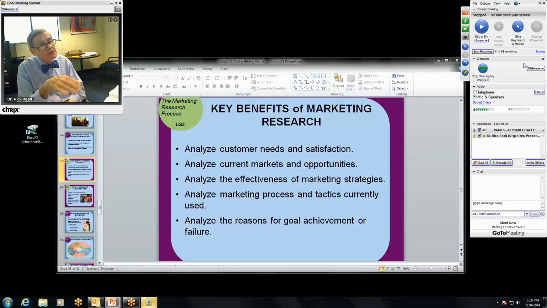Now, the last bullet says reasons for goal achievement or failure. That's an evaluation after we've implemented something. I would like to say we ought to analyze this at the first part and determine as quickly as we can whether or not we're going to be successful. Once this determination has been made, and the decision has been implemented, then we go to this evaluation stage and find out what we did right, what we did wrong, what we need to do to improve.